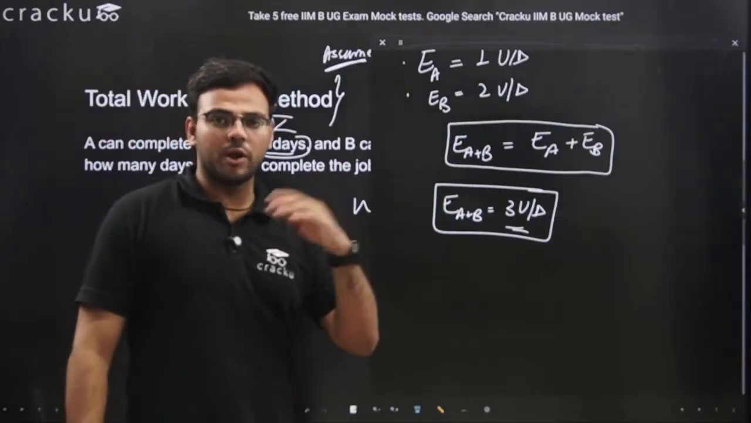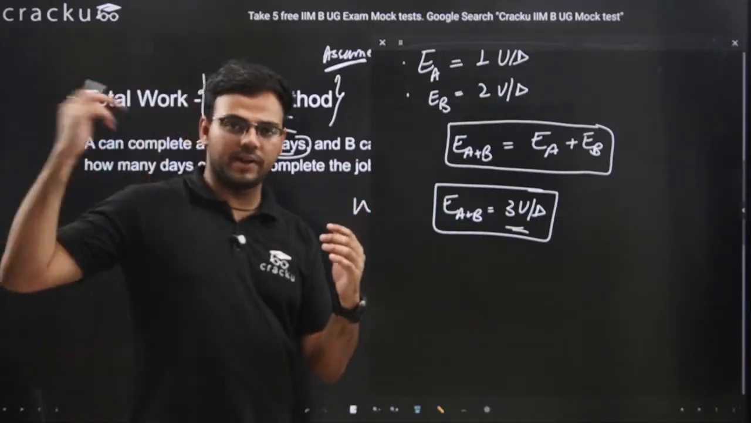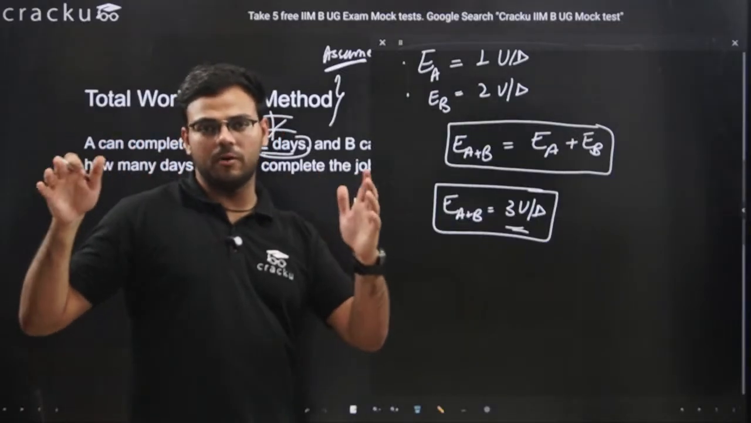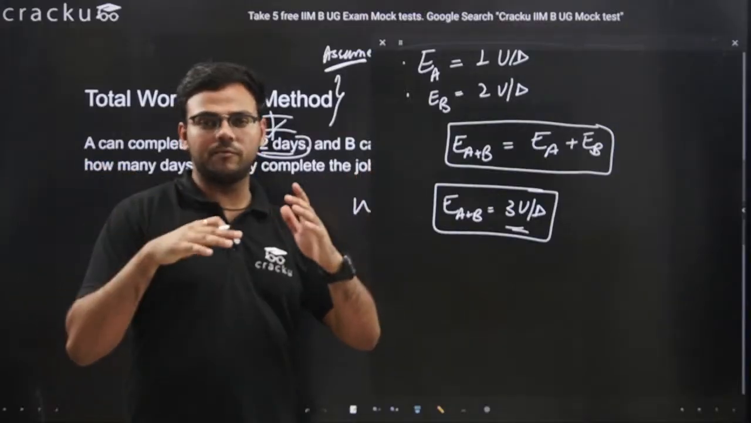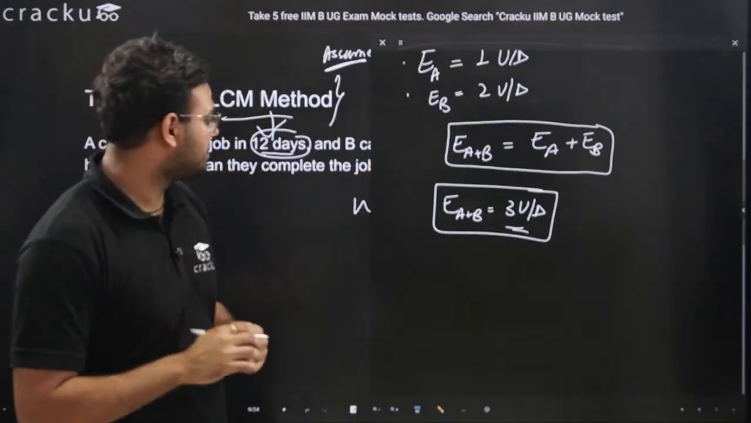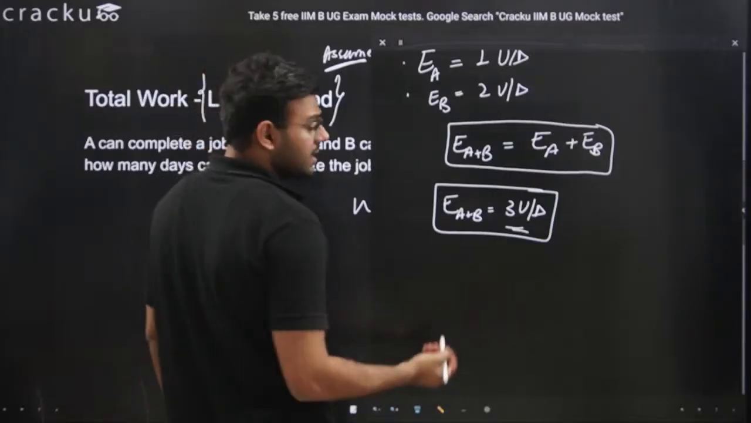So you are able to do one homework in 1 hour, and your friend also is able to do that one homework in 1 hour. So combined, when you are working together, it is 2 homework in 1 hour. So EA plus B is 3 units per day.